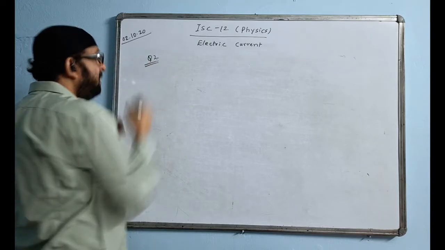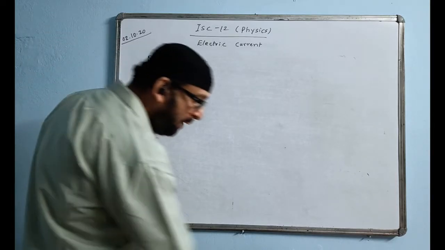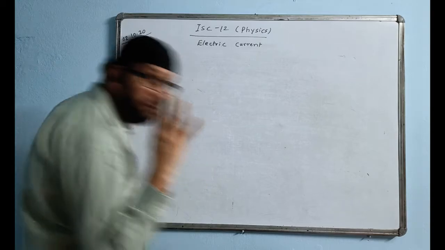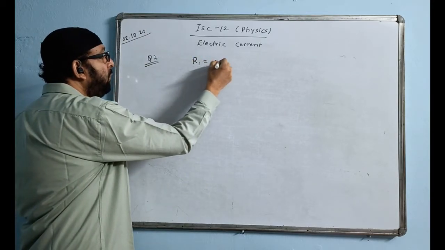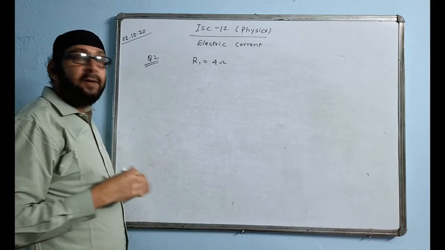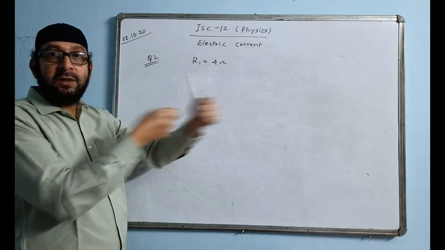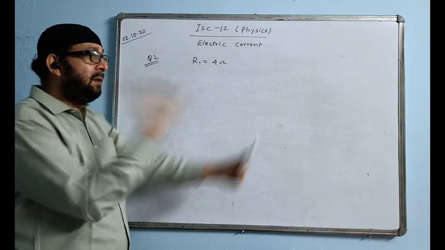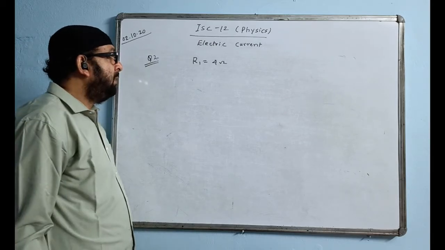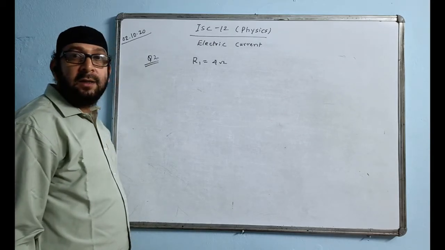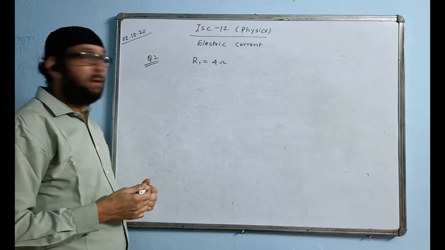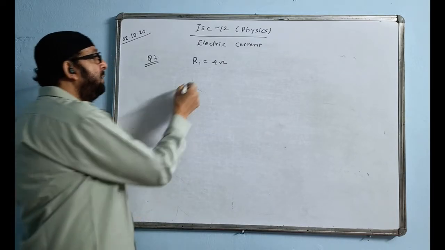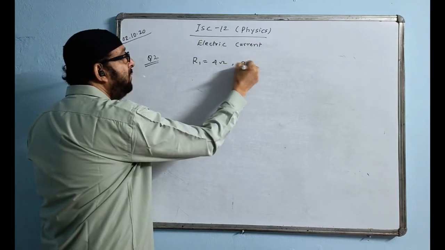Question number 2. Question says there is a wire of resistance 4 ohm. That is the initial resistance, you can write as R1 value is 4 ohm. And the same wire we are stretching to make the length double than before. What is the new resistance? They are saying that. When you stretch a wire, the volume will not change. So you have to find the R2 value.